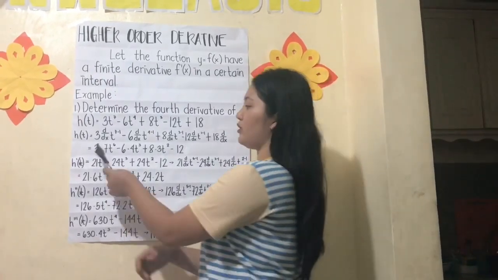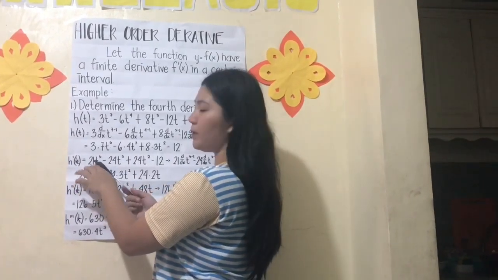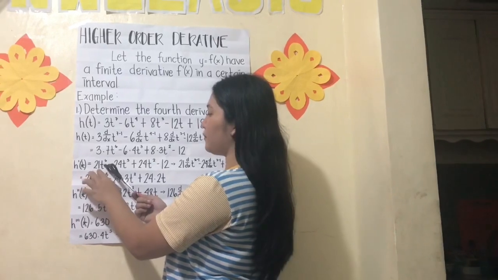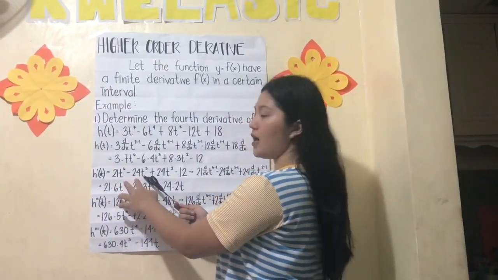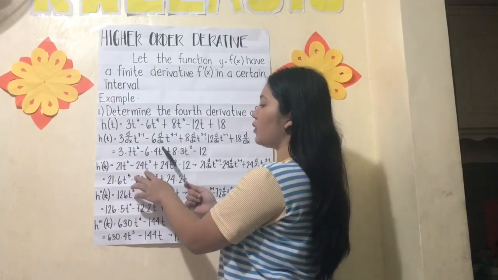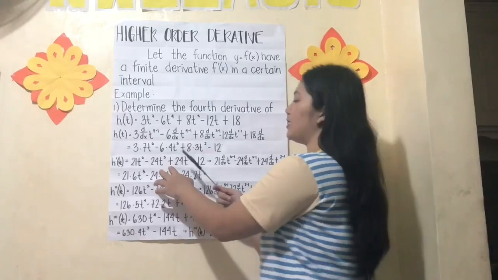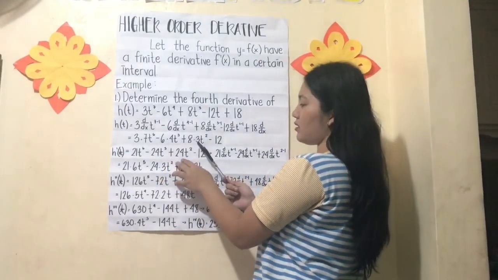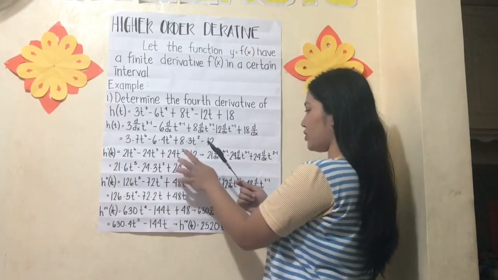So 3 times 7 is equal to 21. Copy the variable and the exponent. Minus 6 times 4 is equal to 24. Copy the variable and the exponent, which is 3, of t cubed. Plus 8 times 3 is equal to 24 t squared. Minus 12.